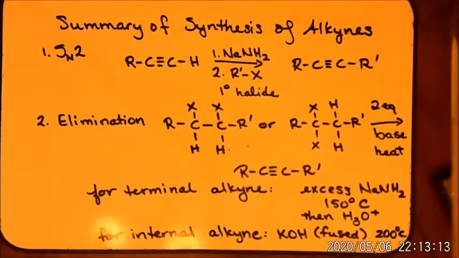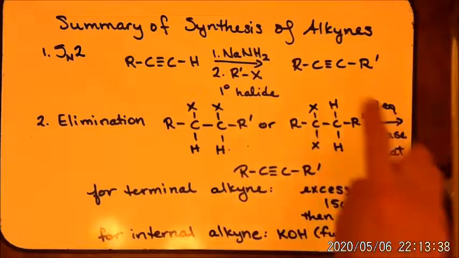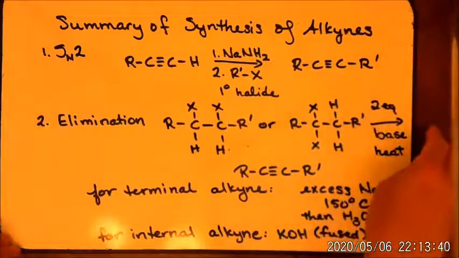Let's summarize the synthesis of alkynes before we move on to reactions of alkynes. So for the synthesis of alkynes, the first one we can do is an SN2, where you have a terminal alkyne reacted with sodium amide, then for your second step react it with an alkyl halide, methyl or a primary halide, and then you get your internal alkyne.